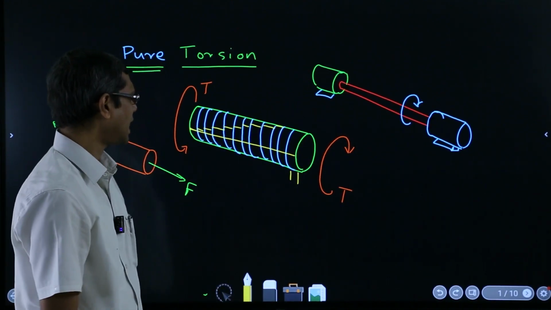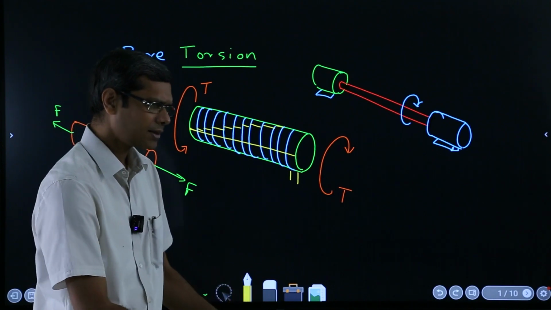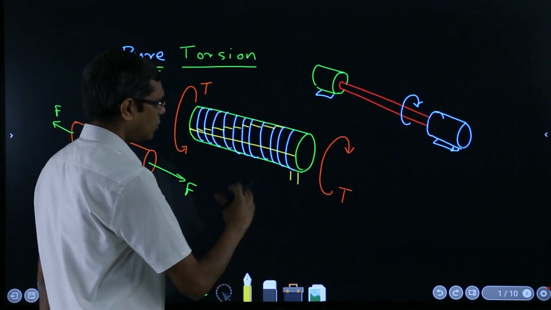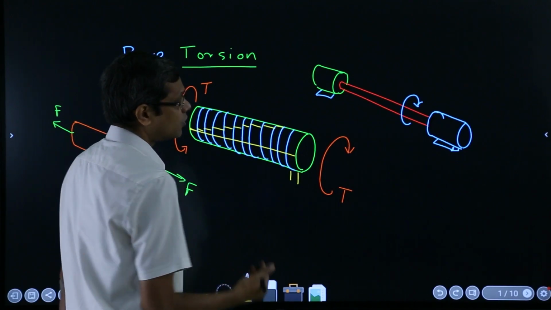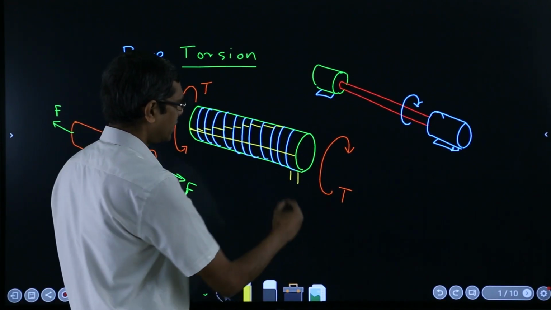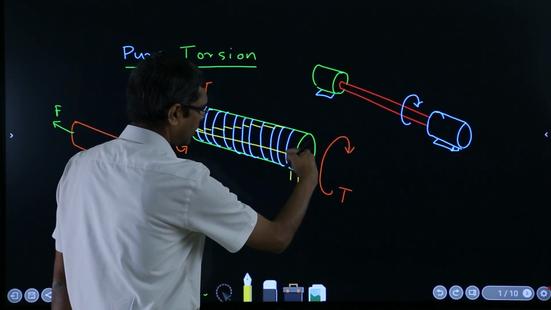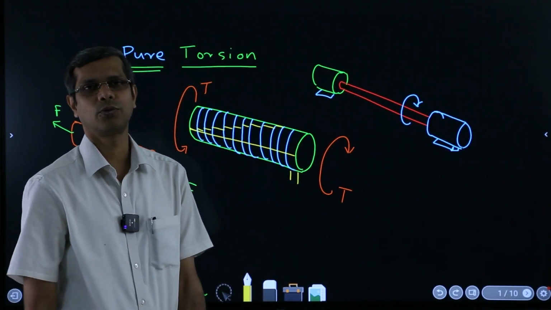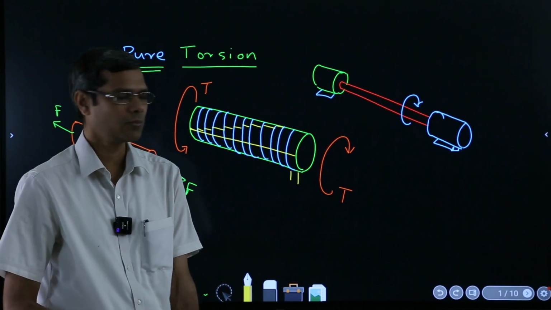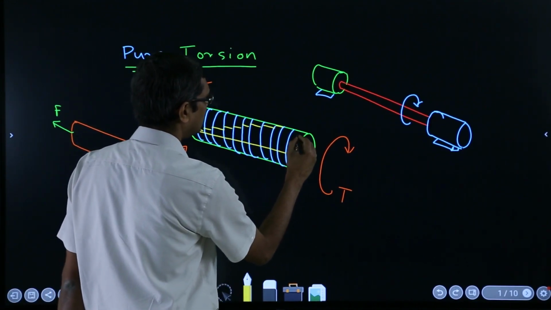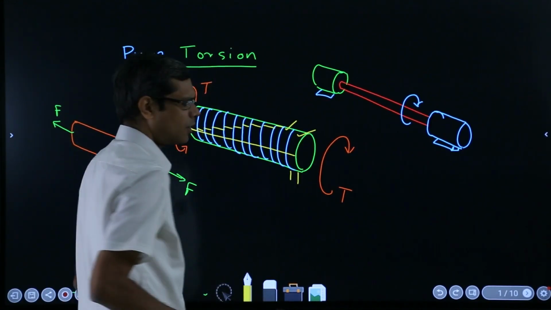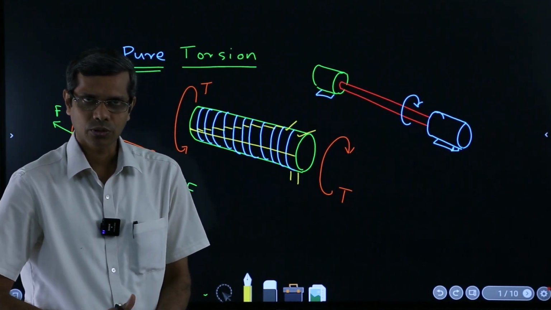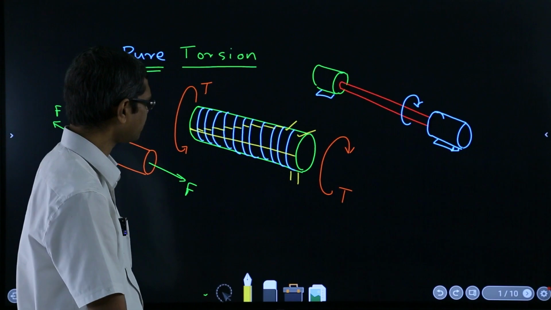So if that's the kind of deformation we are looking at, then what sort of stresses will be generated? Now think about the frictional force which we were talking about. These are the forces, the shear stresses. If you consider this plate and this plate, what sort of forces or stresses were existing between them? That is the shearing stress, right?